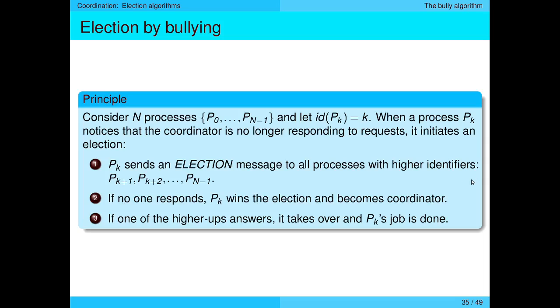If the higher identifier processes are responding, it is okay. If they are not responding, then in that case this pk will become the coordinator. If they are responding, then the one who responds will take over from there, send the election message and become a coordinator. That is the thing. So see an example.